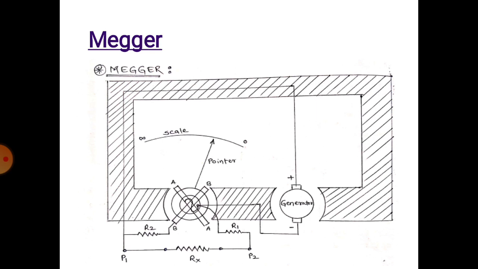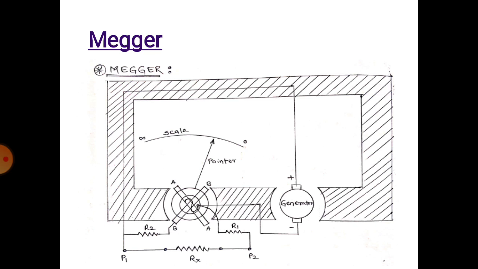It has two windings. One winding is in series with R2 and is wound in such a way as to move the pointer towards the high resistance end of the scale, that is infinity. The other winding and resistance R1 are connected in series with the negative pole of the generator. It is wound such that when current flows through it from the generator, it tends to move the pointer towards the zero end of the scale.